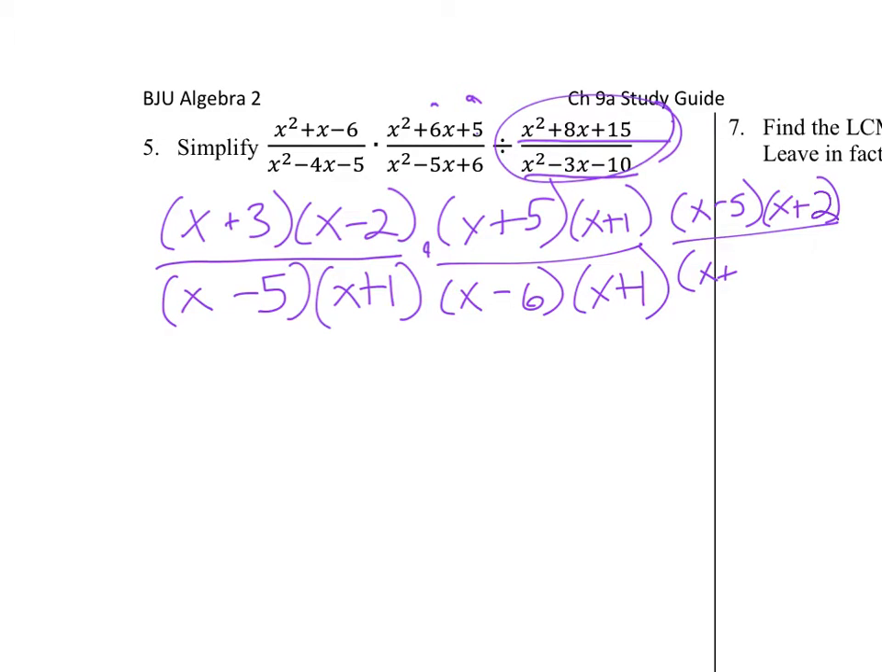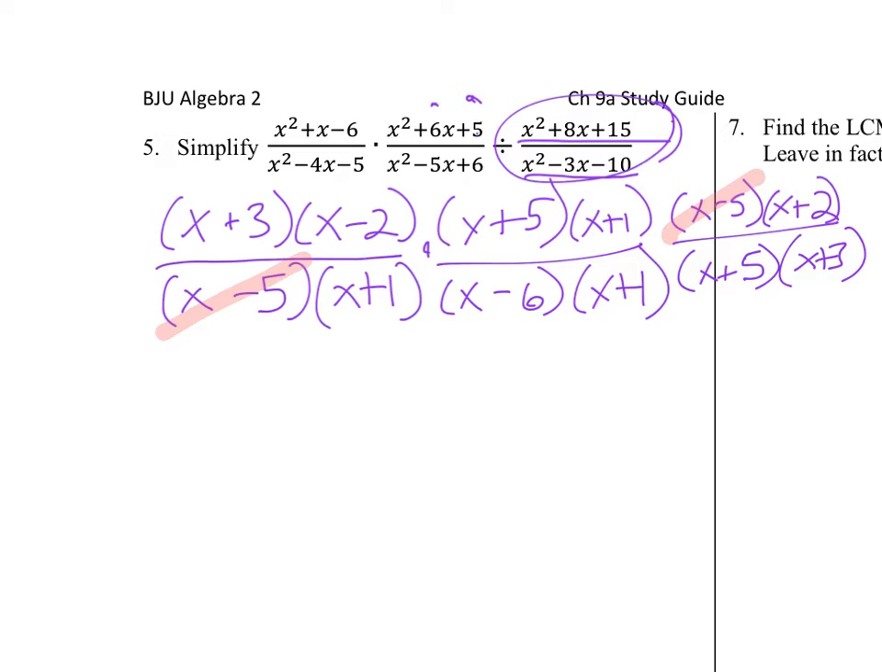Okay, so now I'm back. I'm redoing the same one. Let's try this. Okay, 5 and 3, so x plus 5 and x plus 3. Now I can start crossing things out. So I have an x minus 5.